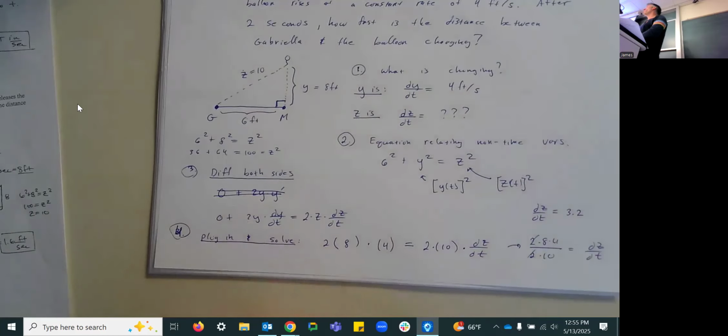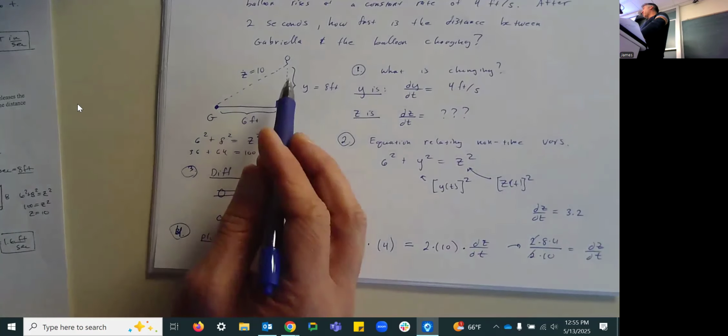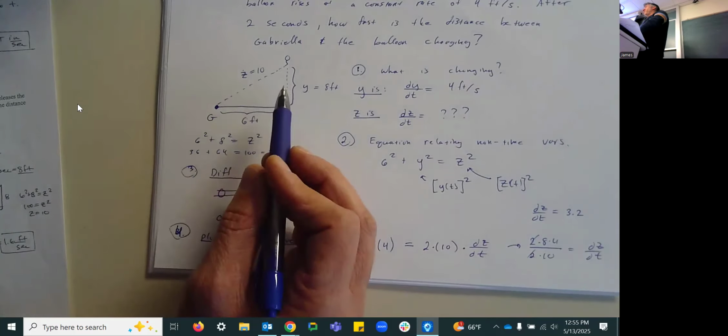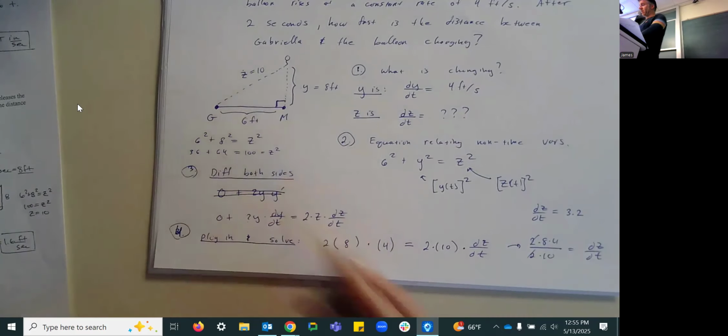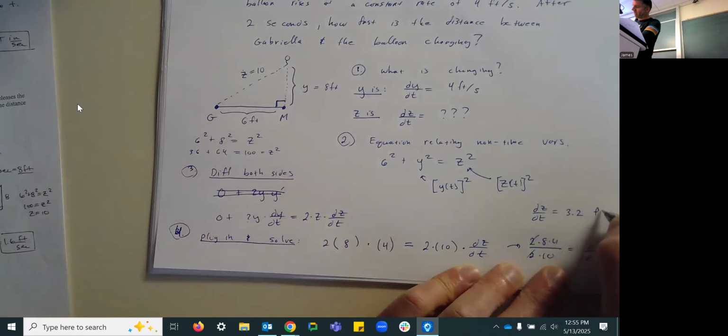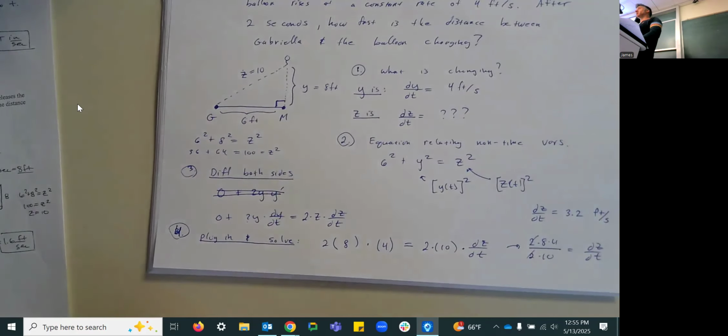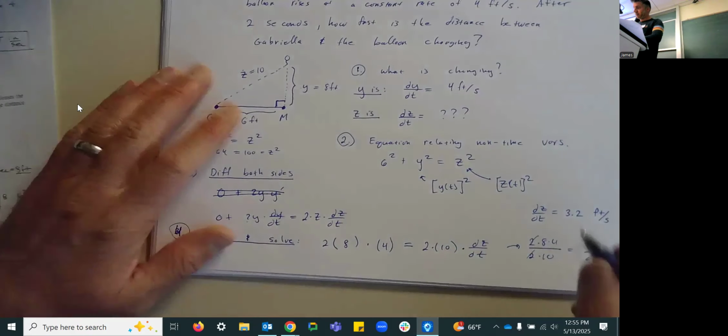And now I should write the units in at the very end. So since z is a measure of length, my dz dt should be that unit of length divided by the unit of time. So in this case, it's going to be 3.2 feet per second. And for related rates problems, it's a good idea to write in the units at the end, or whenever you want. But definitely your answer should contain the correct units when you're solving problems like this.